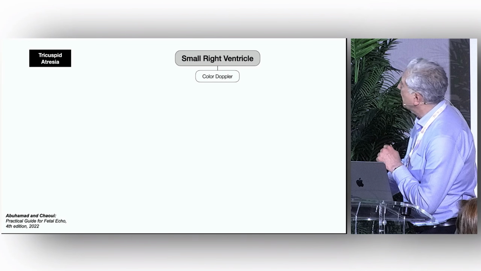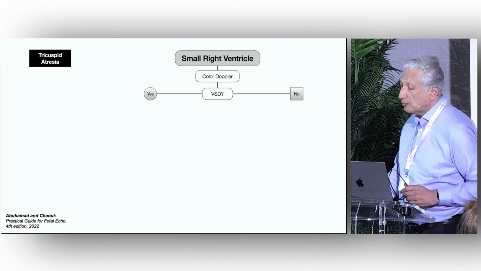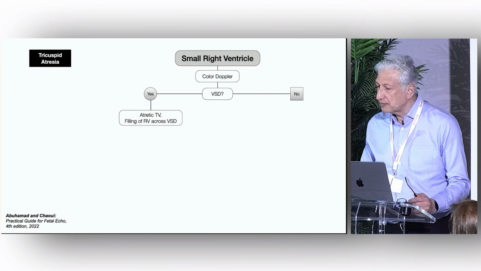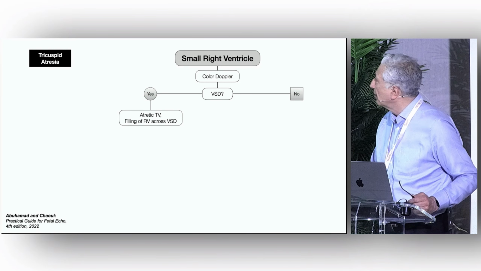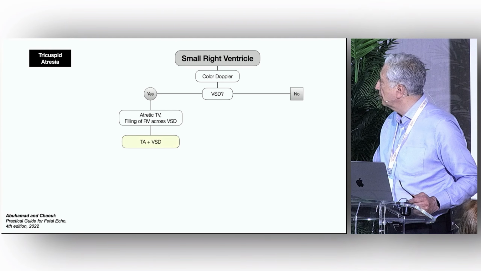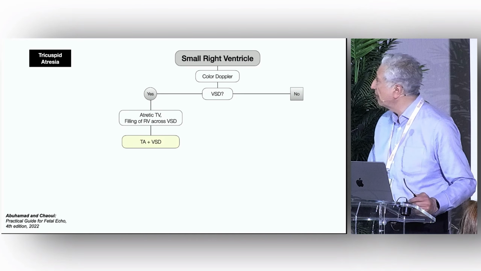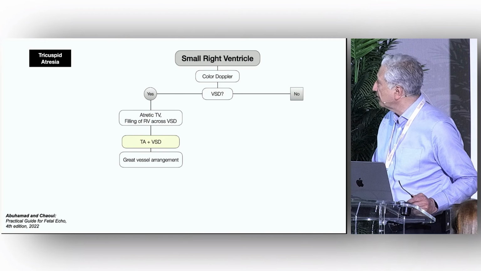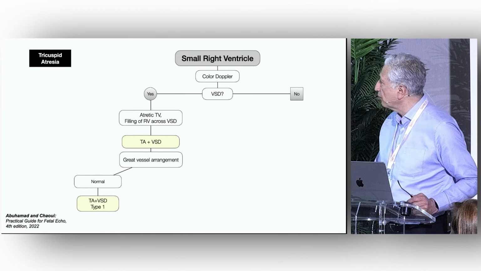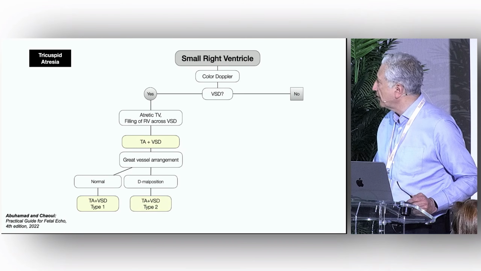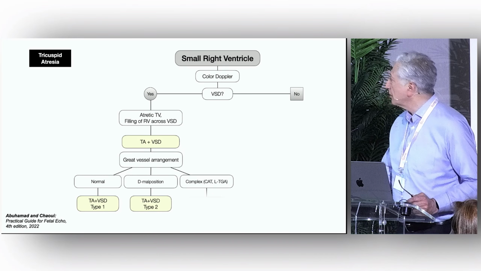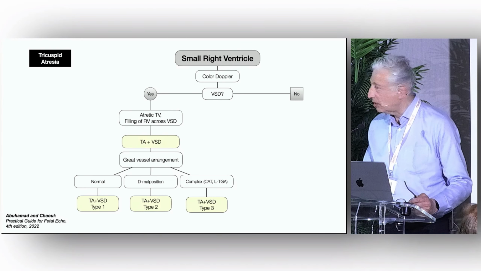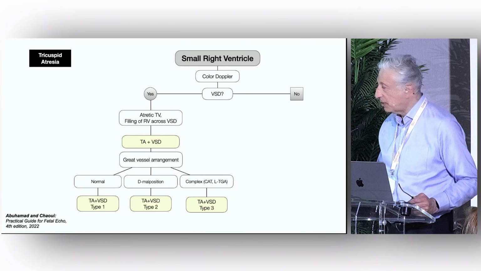Now, when we see the small right ventricle from our book, what can we do? We add coronary Doppler. If there is a VSD, yes, it could be attenuated tricuspid valve, and this looks like no filling across, the absence of the valve. The diagnosis is tricuspid atresia with VSD, and then you get into one of the great vessel arrangements. Either they are normal, this is type 1, or they are in D-malposition, type 2, or they are in the complex abnormality like L-malposition or common arterial trunk. This is the other group.